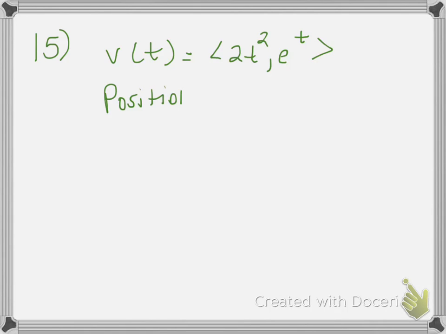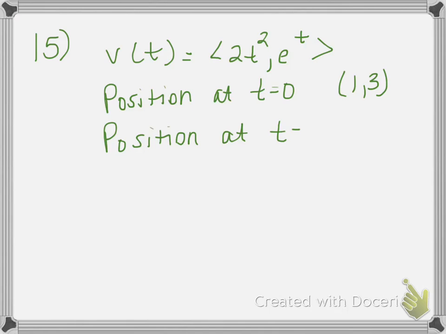Now, you might also be given a velocity vector, and it might ask you some questions about position and distance. Let's say it told you that here's the velocity vector, and the position at t equals 0 is 1, 3. So maybe the vector represents height and weight, and so the position at t equals 0 means the height is 1 and the weight is 3, or something like that. The question might be asking you to find the position at t equals 2.